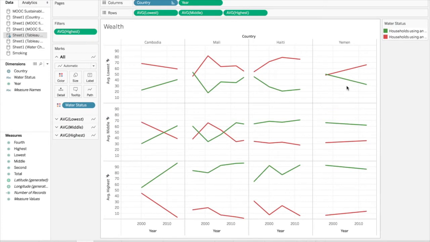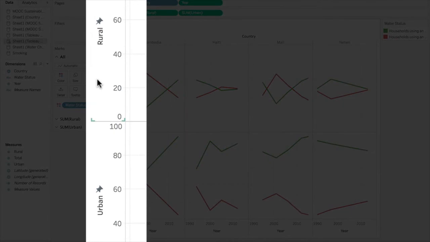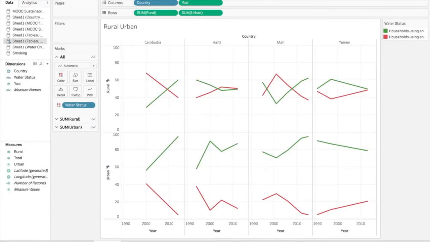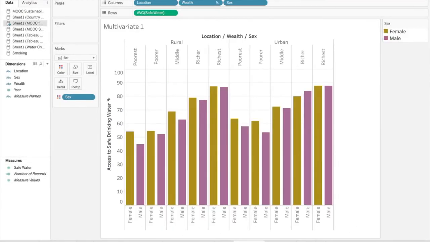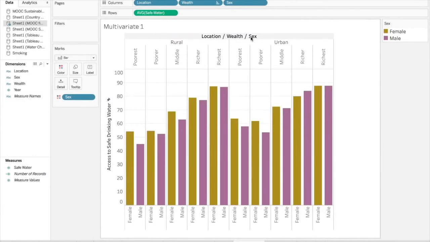We can also go into the DHS data and ask questions about how changes are affected by rural. So these people are now divided by rural and urban rather than by wealth. Or we can look at many variables at the same time. We're now using the DHS data for Cambodia only to look at the intersection between the location, the wealth, and the sex of a person in their likelihood of getting water. This is just an example of how deep you can go with the data to tell the stories.